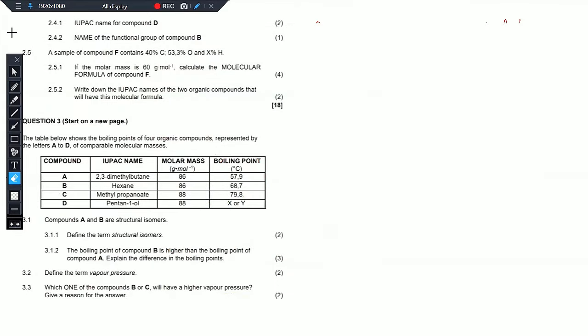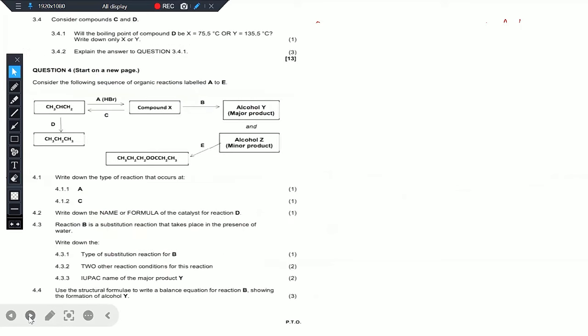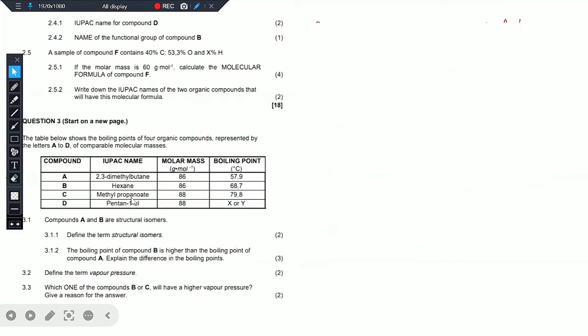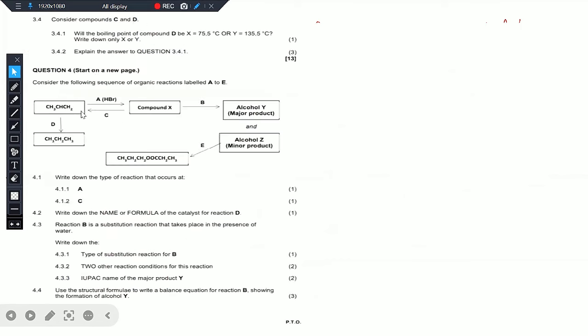Then let's now proceed. 3.4 says consider compounds C and D. So let's look at C and D. C and D, that's your methyl propanoate, an ester, and D, pentanol, an alcohol, right? So they're saying, will the boiling point of compound D be X, 75.5 degrees Celsius, or Y, 135.5 degrees Celsius, right? Only X or Y.